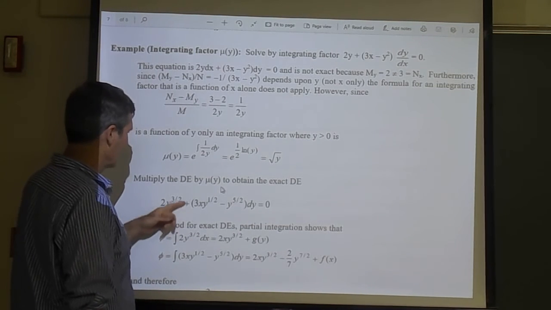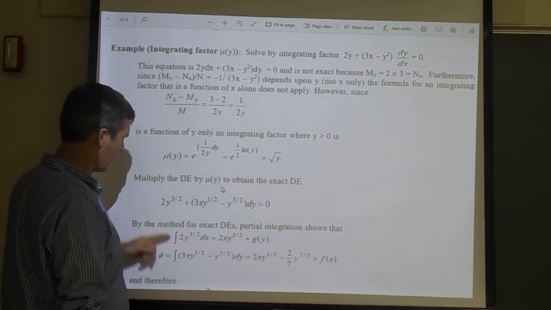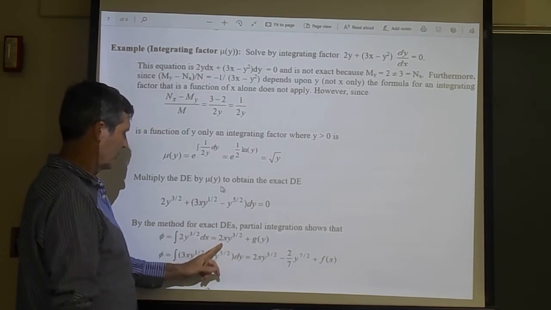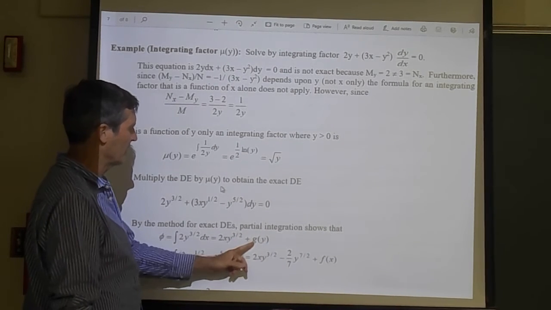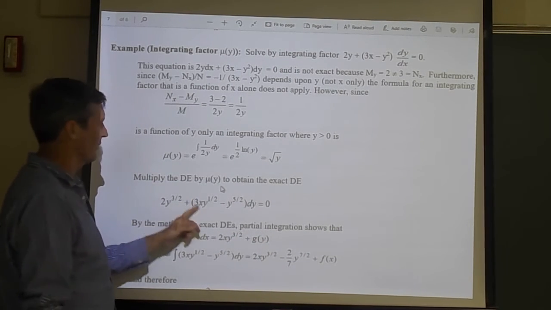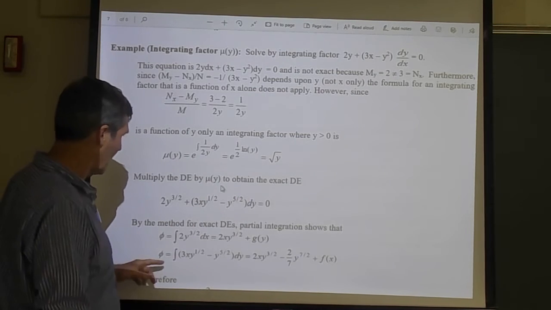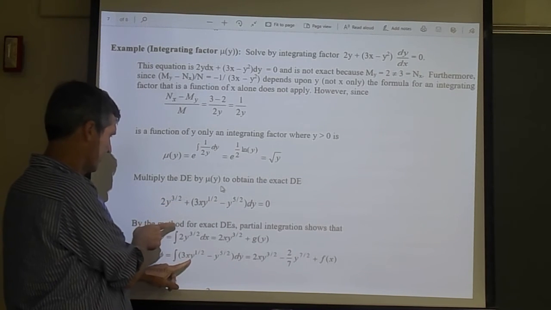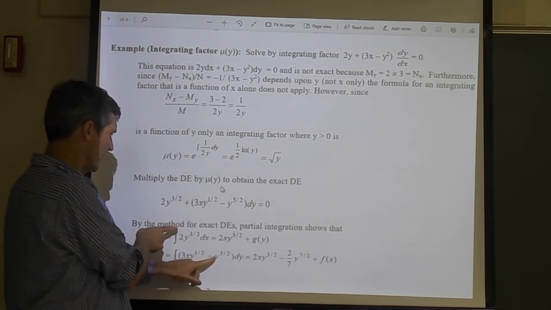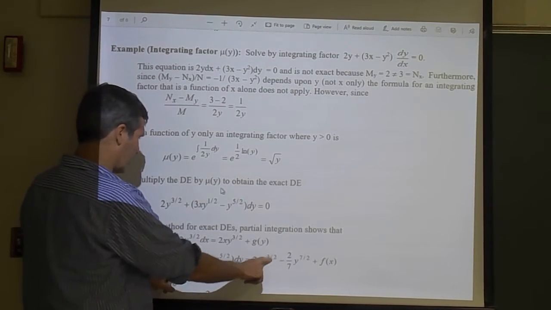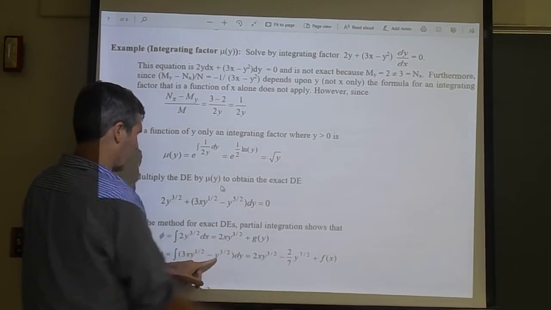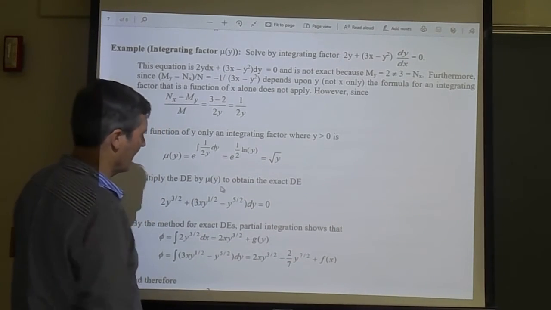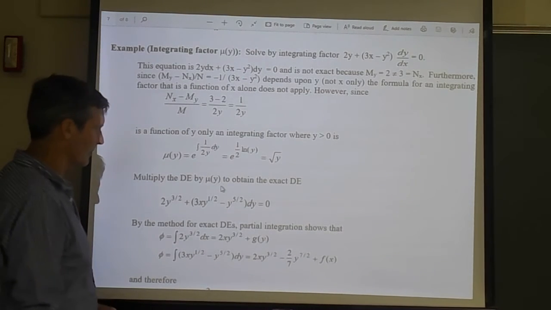So I'll integrate m with respect to x. I'll integrate this with respect to x and get 2x y to the 3/2 plus the arbitrary constant that's a function of y only. I'll integrate n with respect to y and get 2x y to the 3/2 minus 2/7 y to the 7/2 plus an arbitrary function of x for the integration constant.